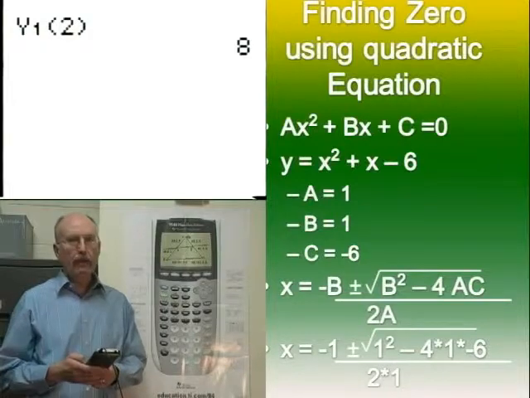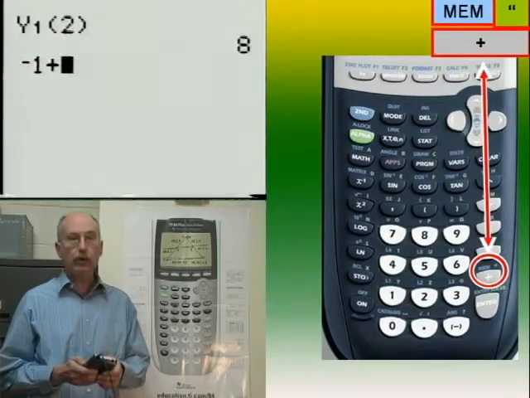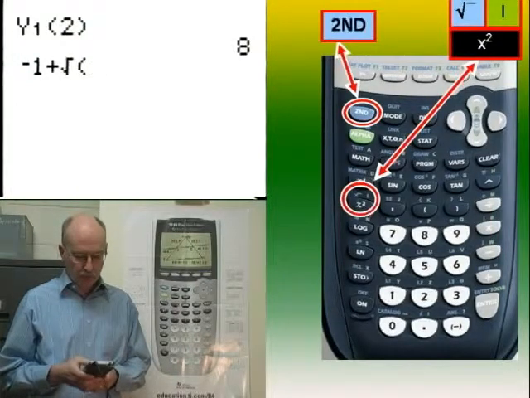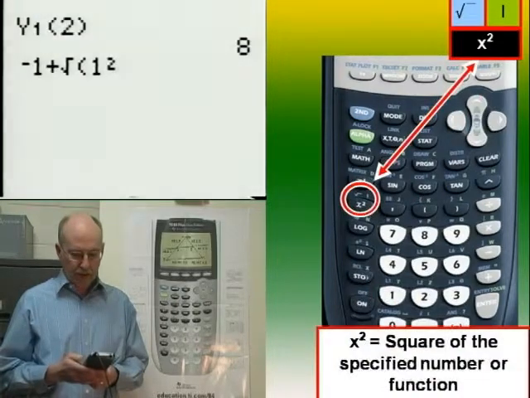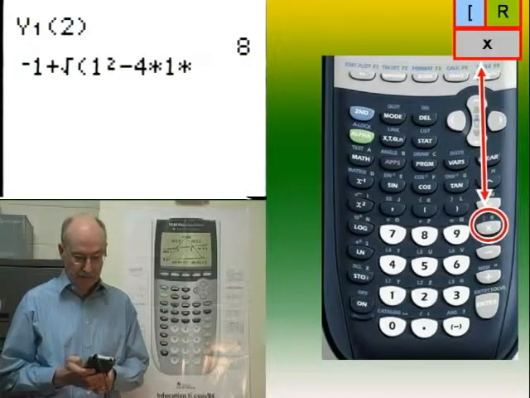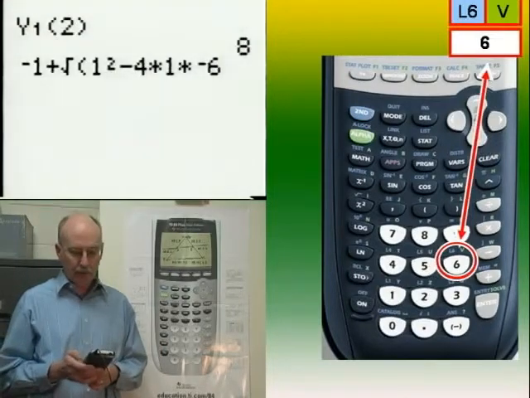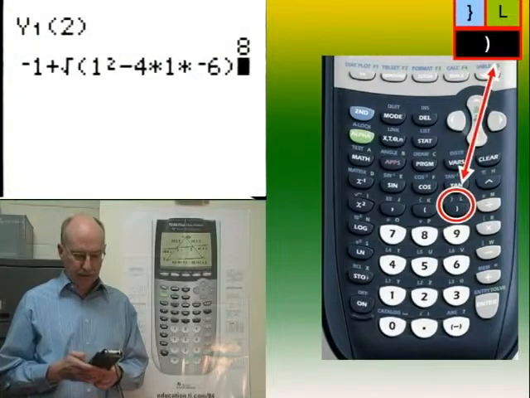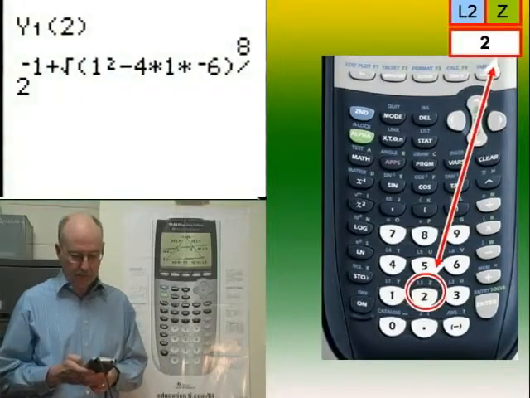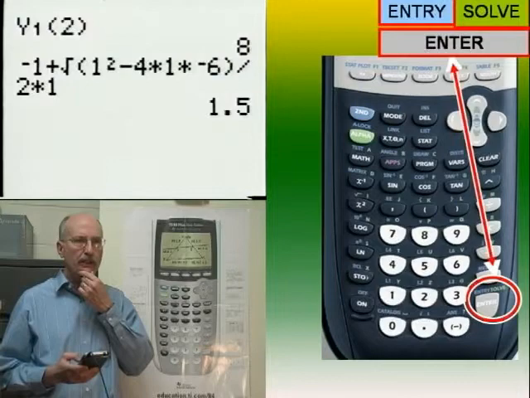So we would start out with the opposite of 1. We'll do the first option, plus, then the square root of, second, square root of b squared, well that's 1 squared, minus 4 times a, which is 1, times c, which is -6. And notice that we can put the opposite sign right next to the asterisk, it doesn't matter. Close the parentheses, all right, divided by, and then we want 2 times 1, and we hit the answer. We get 1.5.